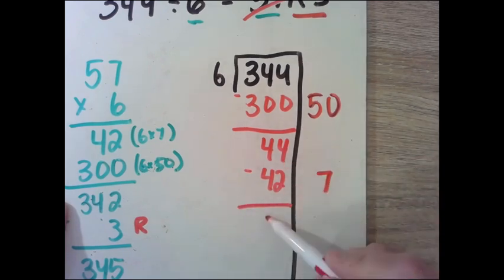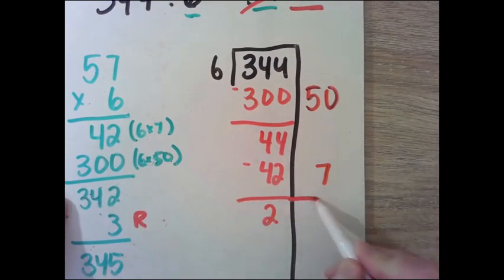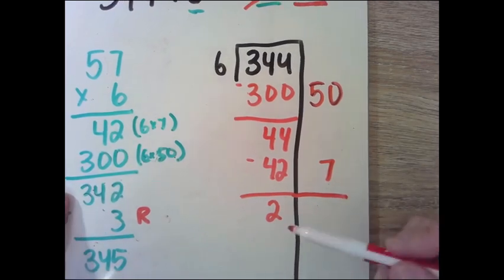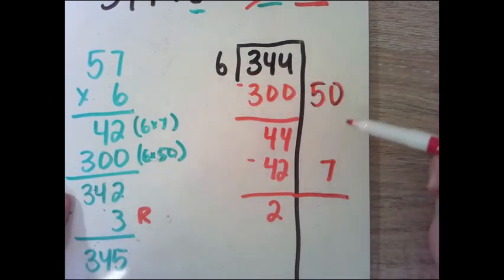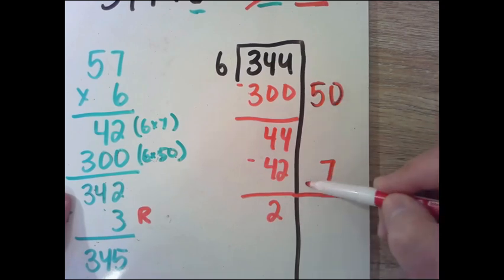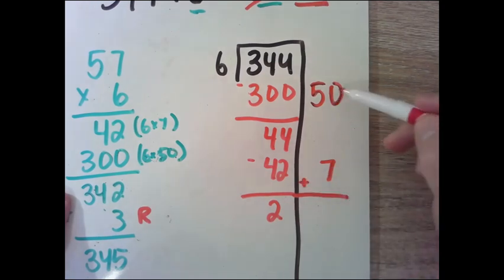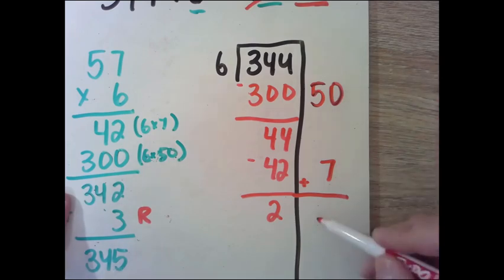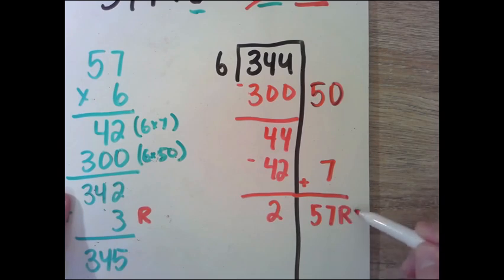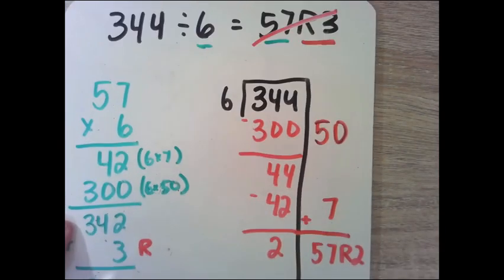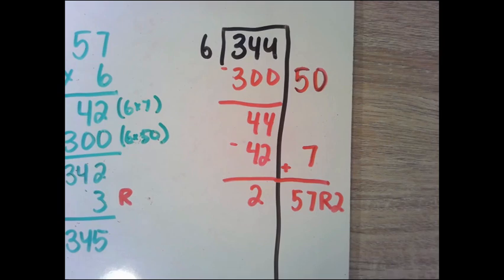So that leaves us with 2. Now we can't make another group of 6 because all we have left is 2. So that's going to be our remainder. We didn't hit 0, but we can't make another group of 6. So we add the numbers on the side: 50 plus 7 is 57. And we can't forget the remainder, remainder 2. And that is our answer: 57, remainder 2. So we're going to transfer that to our paper.